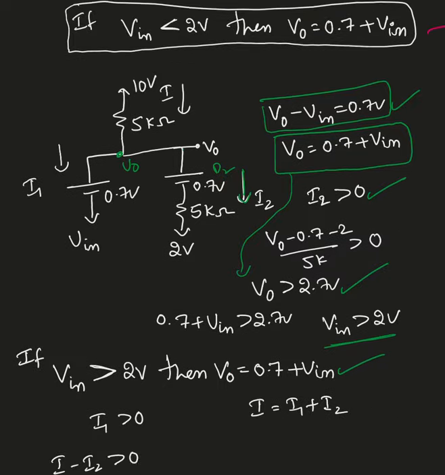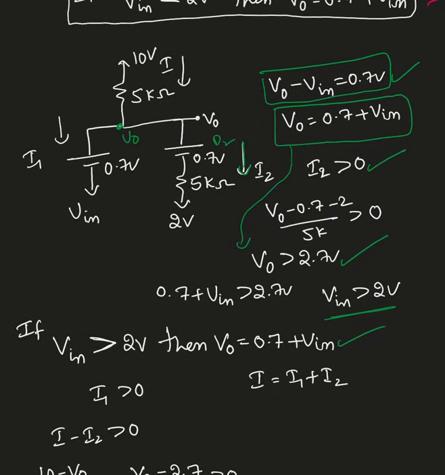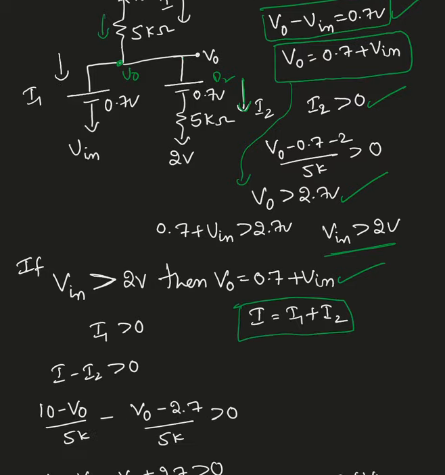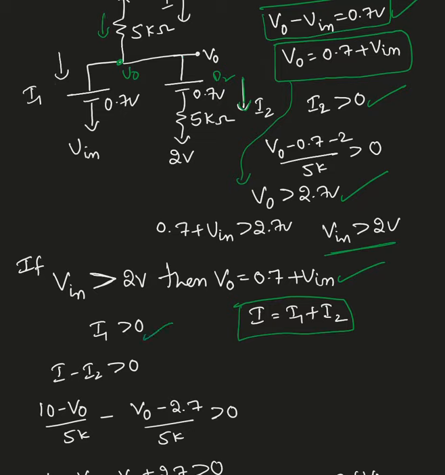So to find the upper limit, what I did, I took the current I1. So the current I is starting from this 10 volt source. It's going to split into I1 and I2. So I use the KCL at that junction. Now I'm assuming I1 must be greater than 0 since that is acting like a closed switch.